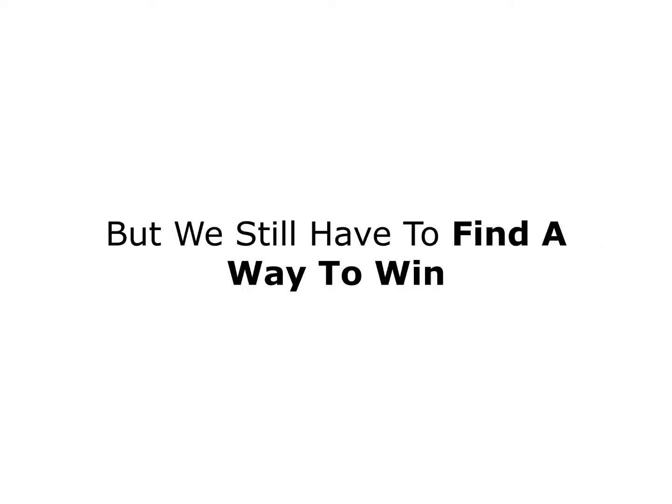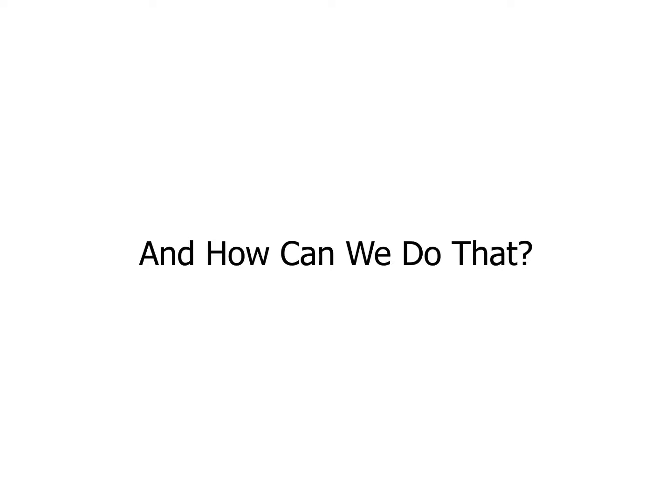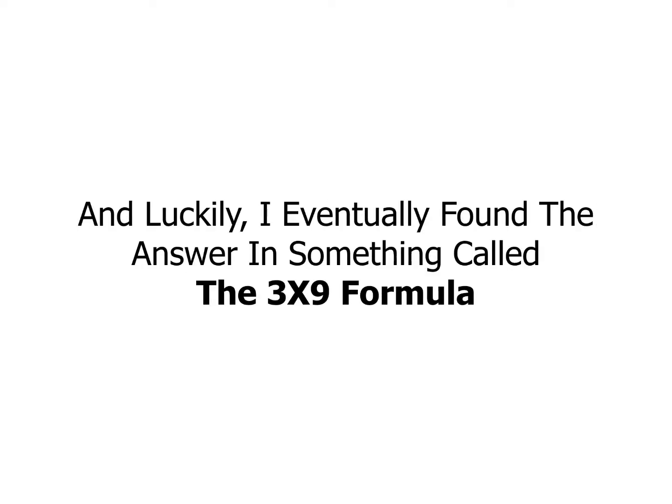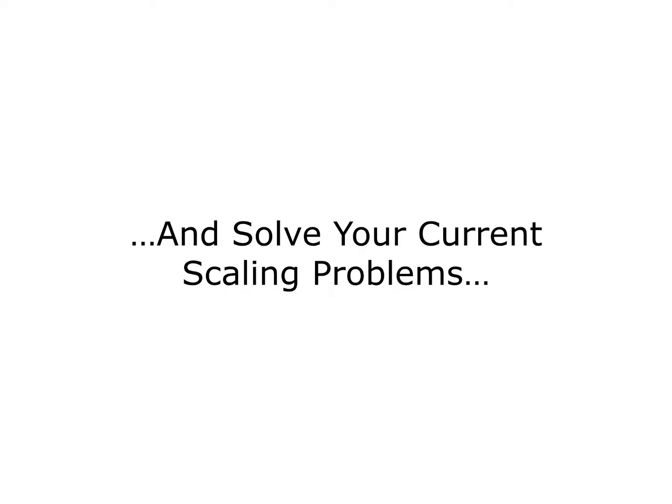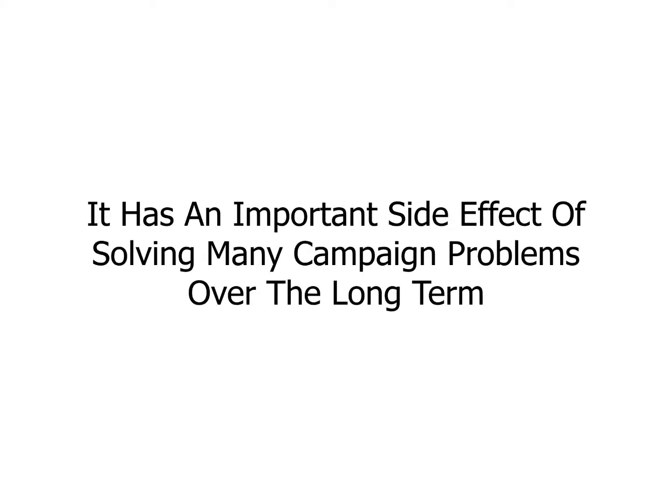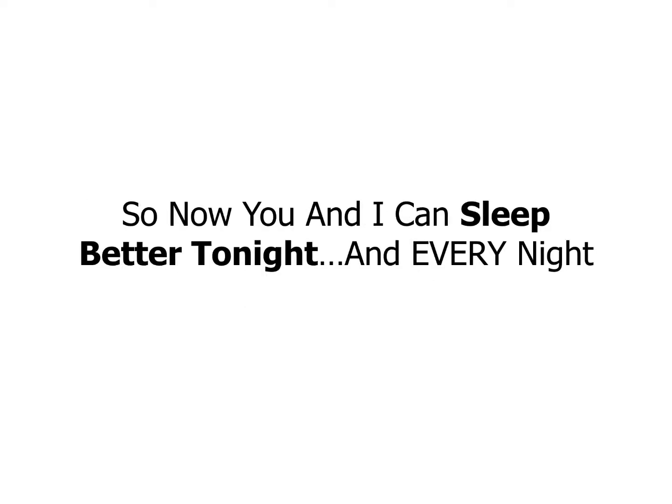Can you blame them though? This game may not be fair and it may not be our fault, but we still have to find a way to win. And how can we do that? That's the question I found myself asking over and over as I laid awake every night. And luckily, I eventually found the answer in something called the 3x9 formula. This formula, when applied correctly, not only can it increase your sales 30 to 300% or more immediately and solve your current scaling problems, it has an important side effect of solving many campaign problems over the long term. So now you and I can sleep better tonight and every night.